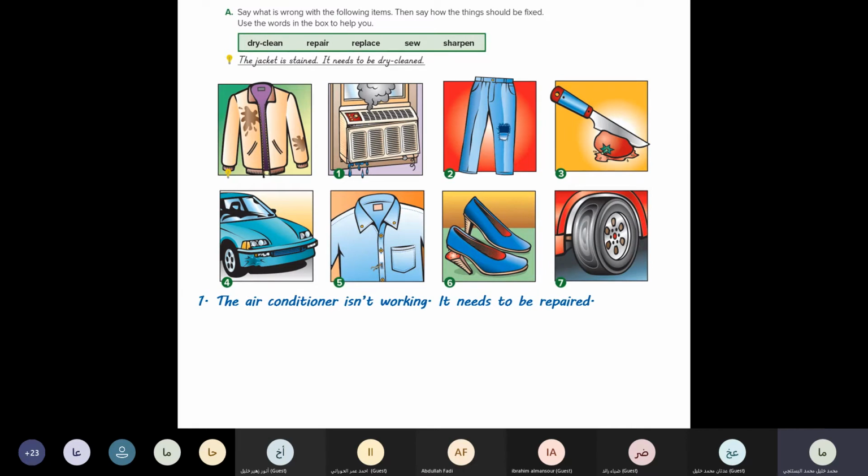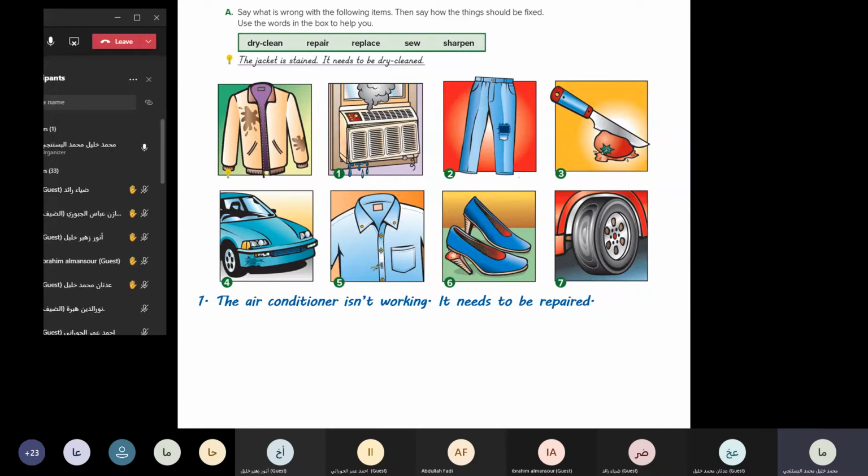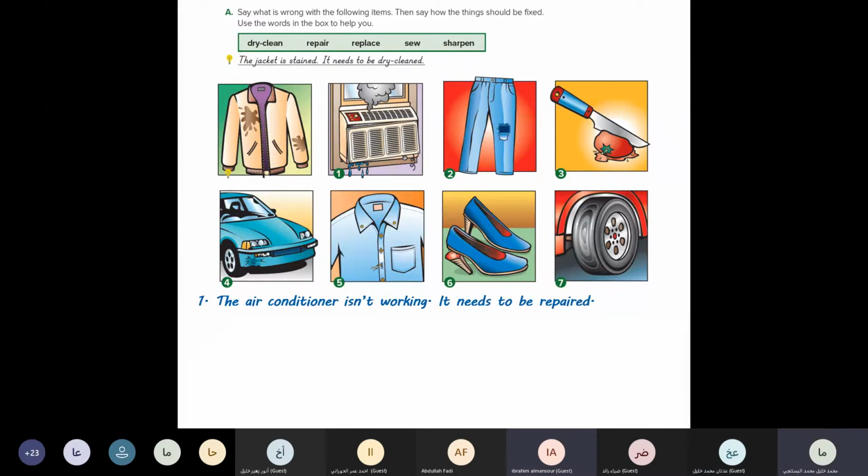Now, what about the trousers? What happened with the trousers or the pants? Ibrahim Mansour. The pants are ripped. They need to be sewed. Good. Thank you. You realize that the pants are torn. They need to be what? Sewn.